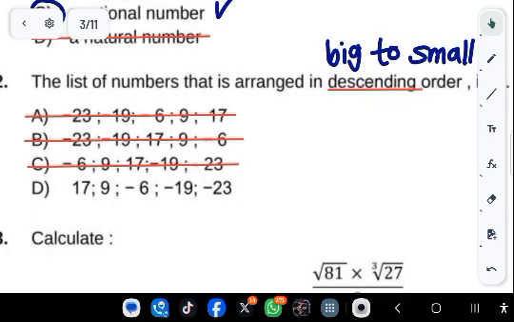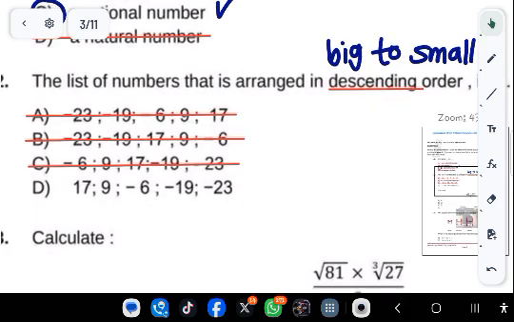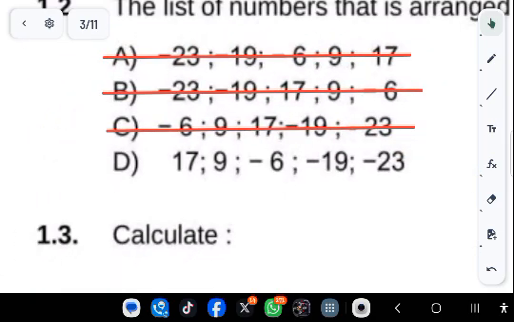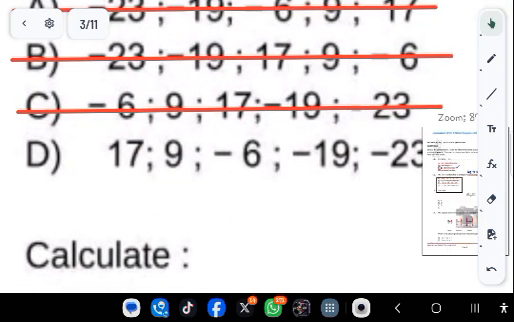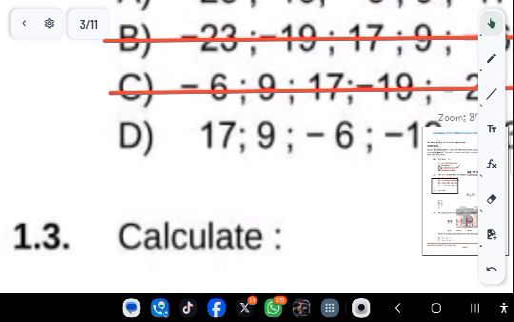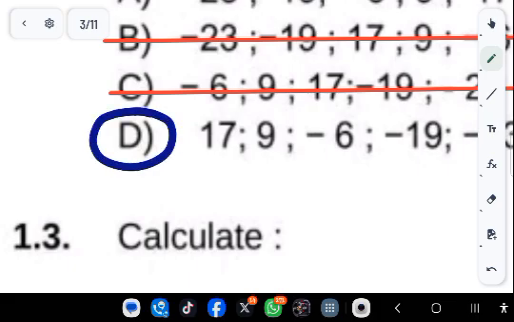When we descend, we come from the top to the bottom. So we must start with a big number and end up with a small number. Now let's go. 17 is bigger than 9. It's bigger than negative 6. It's bigger than negative 19. It's bigger than negative 23. And this is ordered in the right order. So this is the correct answer.